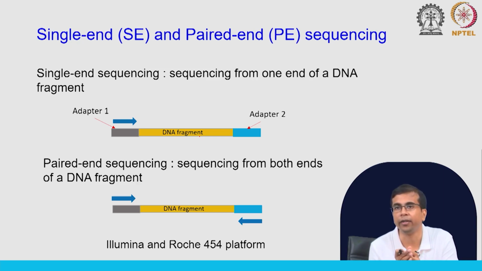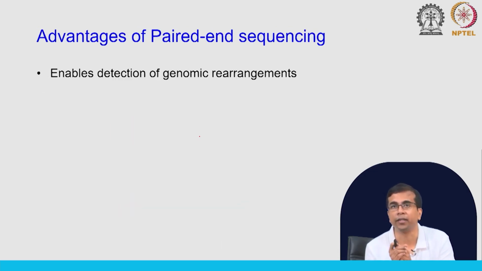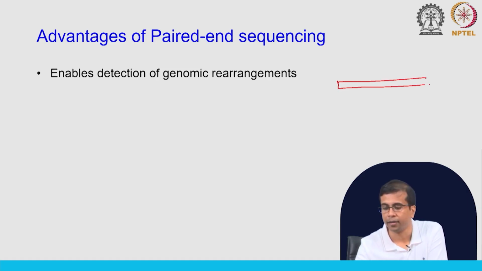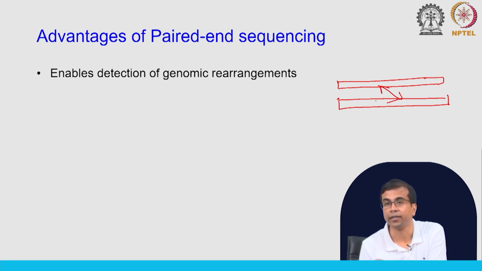Okay. And this actually is very useful in many cases. As we go along, we will see why we sometimes prefer to do paired end sequencing. Okay. So, one of the first advantages of paired end sequencing is that it allows detection of genomic rearrangements. So, what do we mean by genomic rearrangements? You can have something like this. So, let us say you have these two DNA fragments or chromosomes, and maybe there is some sort of exchange between these two chromosomes. Okay. And this will give rise to, let us say we mark them in different ways, something like this.